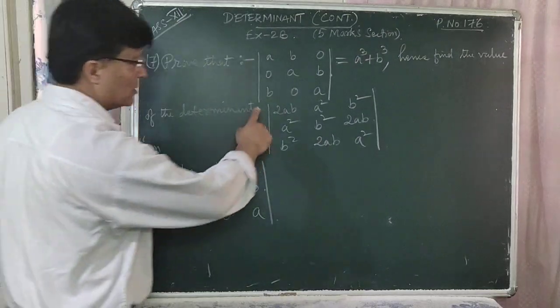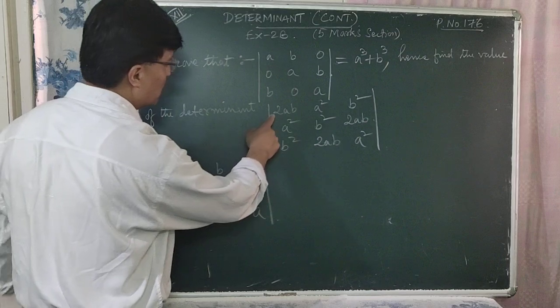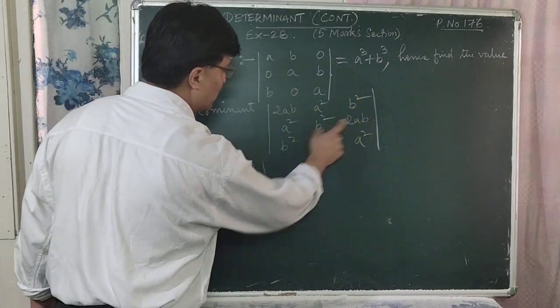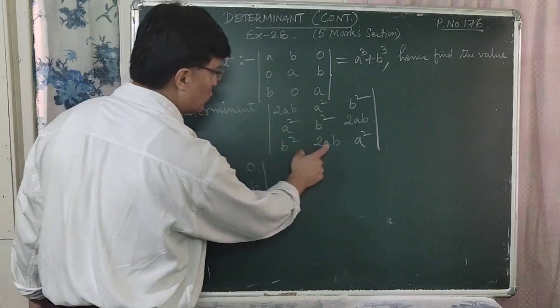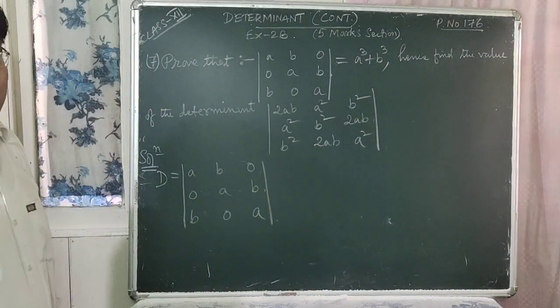This is the third order determinant. Again, what is the first row? First row is 2AB, A square, B square. Second row, A square, B square, 2AB. And what is the third row? B square, 2AB, A square. Right? So let us do the first part.